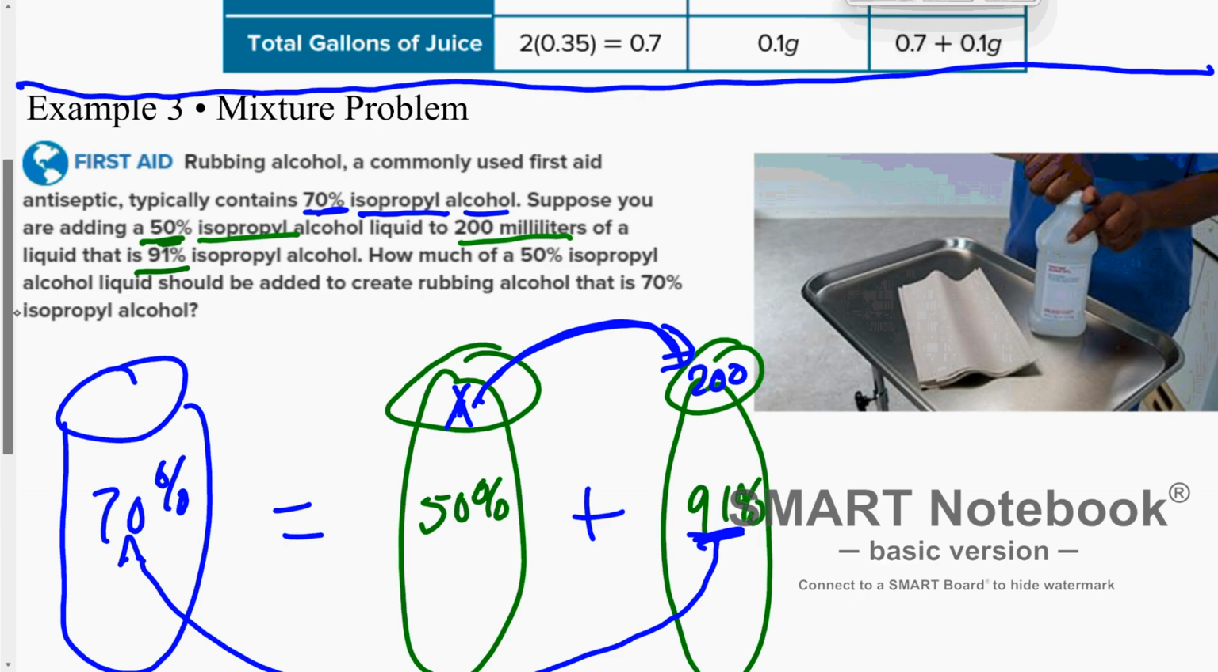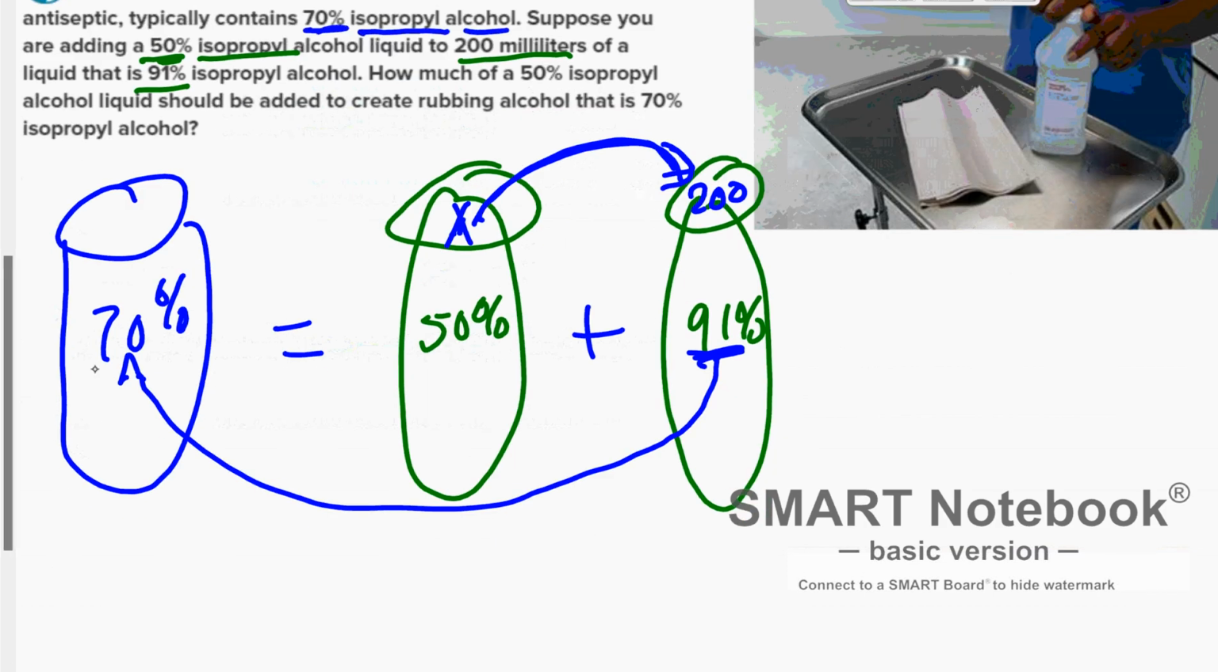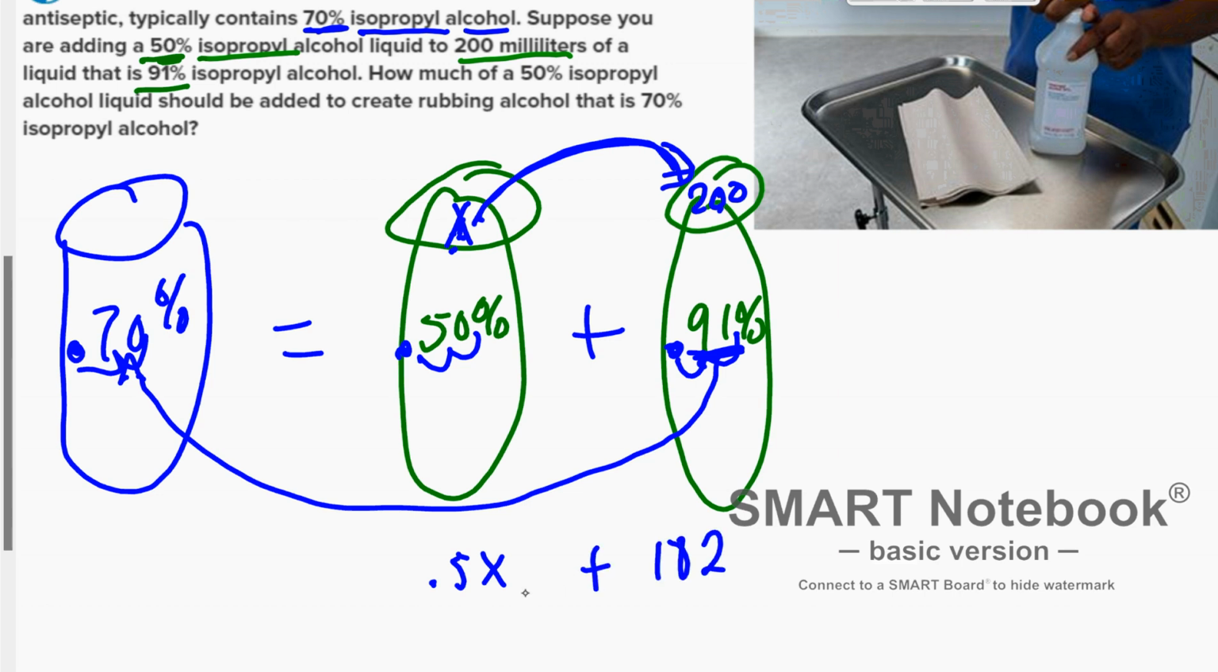Okay, so one way to do it is with this table, and another way is just with the diagram, right? When we're mixing these, I just want to put these as decimals. So how much isopropanol do we have of this one? Well, we don't know how much we're adding, so x times 0.5 is 0.5x. And then 200 times 0.91 is 182. So we're going to add those together to get a mixture of a certain amount at 0.7, right? So what's that certain amount? What are the amounts that we're adding?